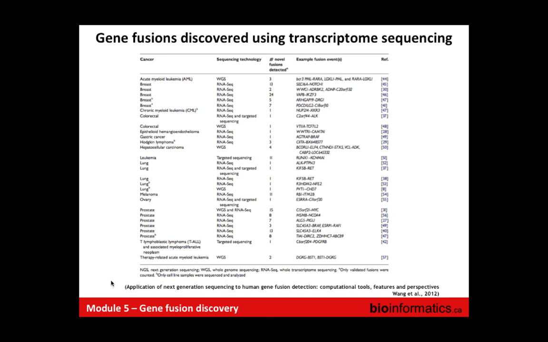So a lot of gene fusions have actually been discovered using RNA sequencing. There's a list from a review in 2012 covering a wide range of different tumor types. And you'll notice the sequencing technology is listed here. So some of these were identified with whole genome sequencing, but the majority of them have actually come from RNA sequencing. So RNA sequencing has been really useful for identifying novel fusion genes in tumors.